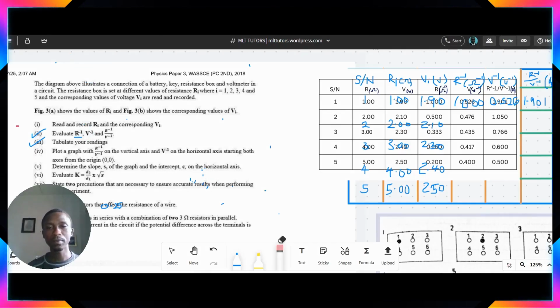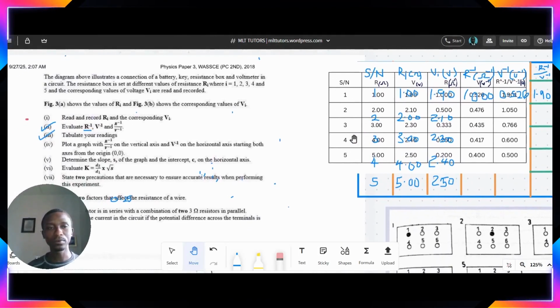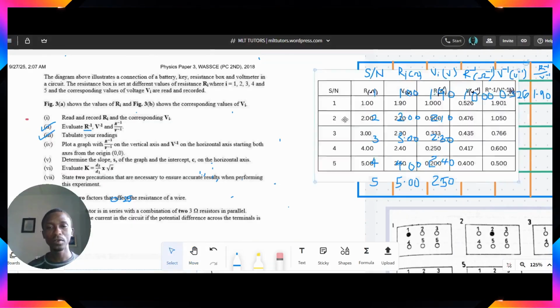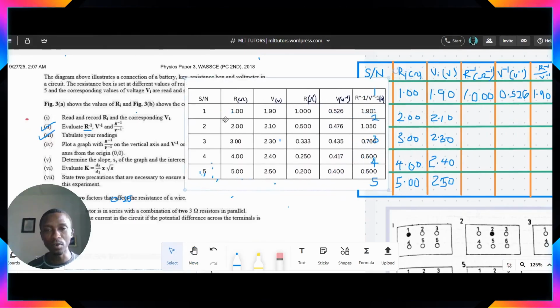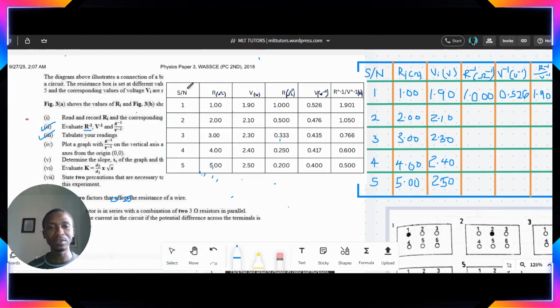Okay, so now we have the value. Oh, I'm not supposed to move the screen, I'm supposed to move. So we have the complete table here. Just look at it. Here's the serial number telling us the number of times we are repeating the experiment. And there is our R in ohm according to the question.